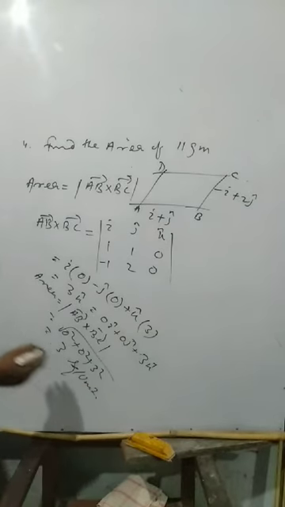Area you write, square you write. Centimeter is not given, so you write square unit. Okay, this is the area of the parallelogram when adjacent sides are given, this type you find out.